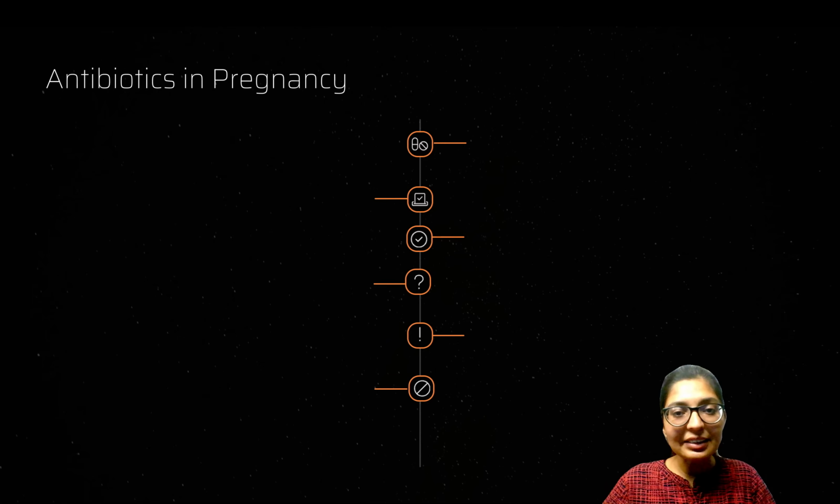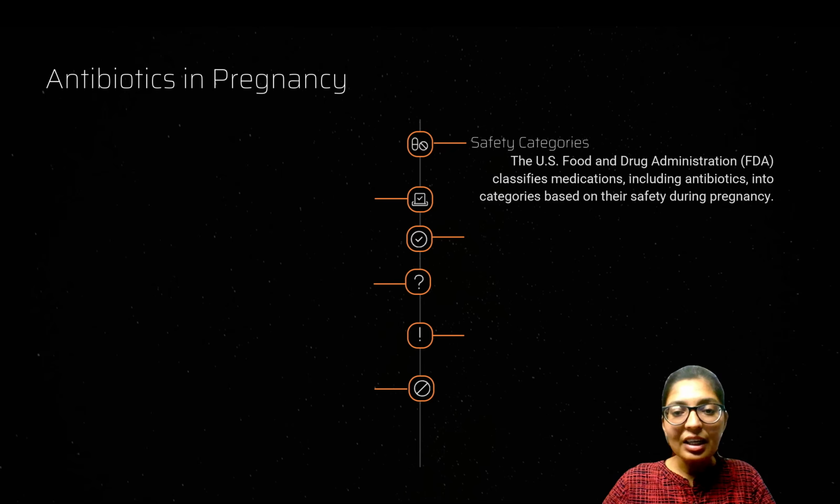Antibiotics in pregnancy. After the pediatric group, now we talk about pregnancy. Firstly, we will talk about safety categories. The US Food and Drug Administration classifies medications, including antibiotics, into categories based on their safety during pregnancy. There are 5 classes, and one by one we are going to discuss these 5 classes.